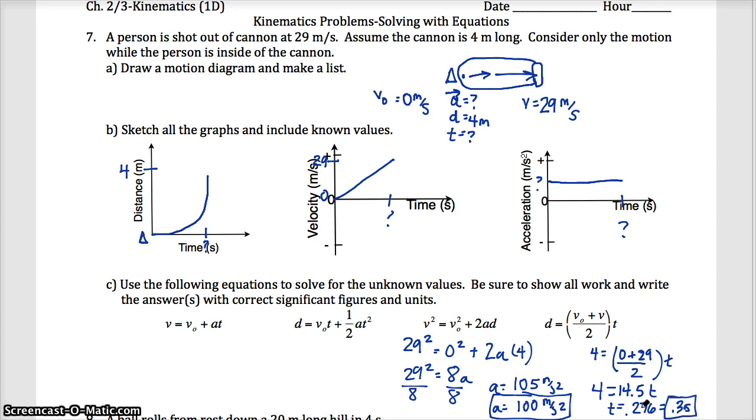So make sure your final answers have the correct number of sig figs. We're just using the graphs to think about the motion, and then we'll use the equations to solve. So remember, there can only be one unknown in order to use the equation.